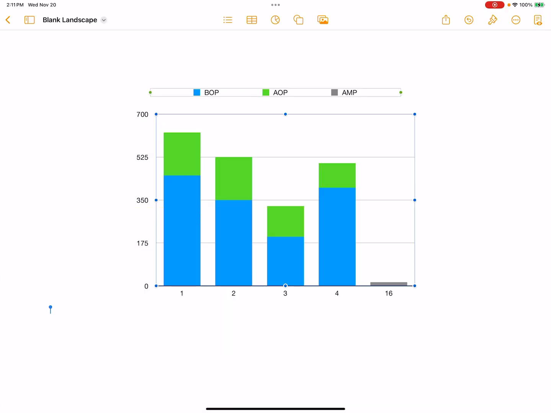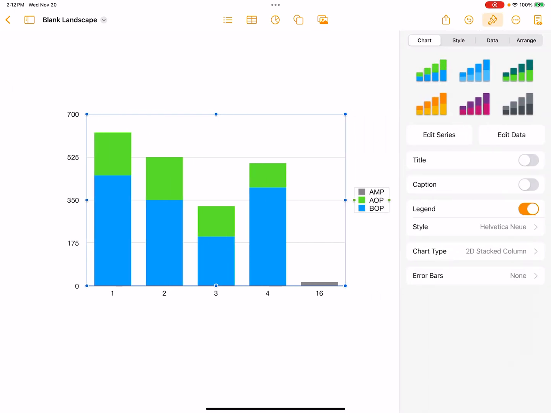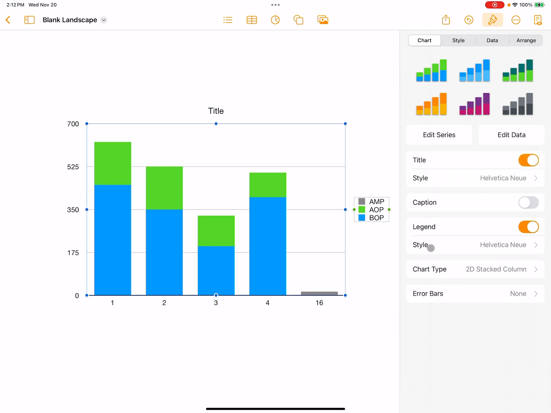I can hit done here, and your graph will obviously have far more bars once you put in all of the WMDs. As always, we want to get the key out of the way, and don't forget that critical step of adding a title to your graph. Here, I want to go up, select my graph, go to the paintbrush, and make sure I turn title on. And here I have a title now.